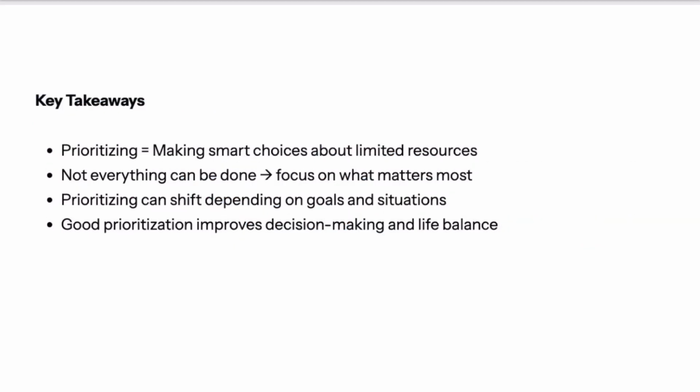It's finally time for our key takeaways. First, we have prioritizing, which is making smart choices with limited resources. We also learned that not everything can be done, so we should focus on what matters the most. And also, prioritizing can shift depending on goals and situations, so we should adjust accordingly. Lastly, good prioritization improves decision making and life balance.